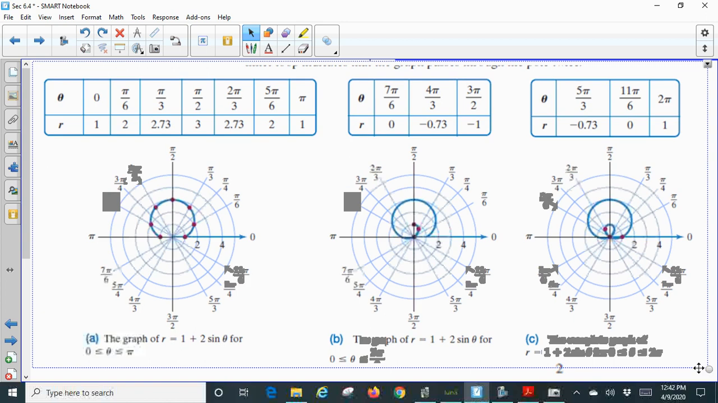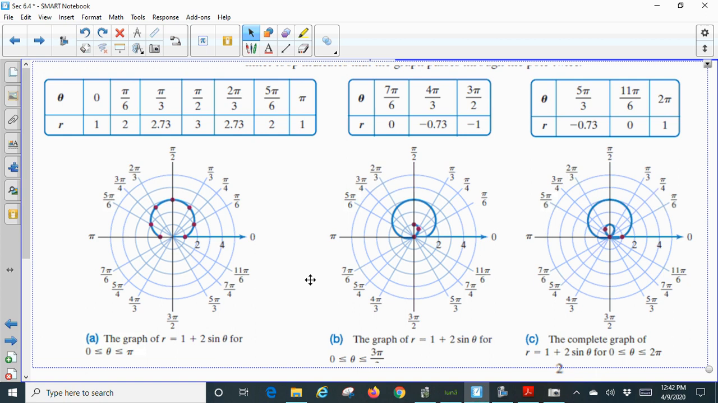I have taken values for theta from 0 to 5 pi over 6, the top half of the circle, and plotted the points. Then I plotted points from 7 pi over 6, 4 pi, 3 pi halves. So I did the first 2 quadrants here. In the third quadrant, you'll notice we curled up here. And then in the fourth quadrant, we've gone back through the polar axis, or pole, one more time.